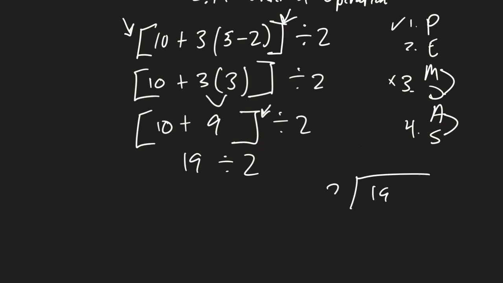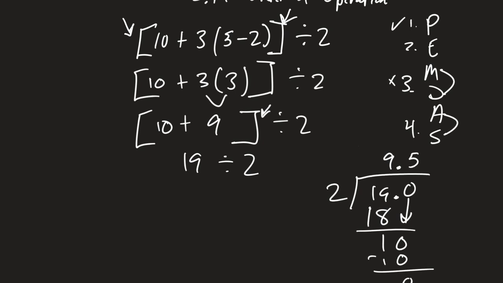19 divided by 2. I know 2 can't go into 1, but it can go into 19. How many times? I'm going to do 9. 9 times 2 gives us 18. Gives us a remainder of 1. Well, let's see. Let's add a 0, or a decimal, sorry. Decimal, move down my 0. How many times can 2 go into 10? That'll be 5. Gives us 10. Gives us 0. 0 out. My answer is 9.5. Simple as that.